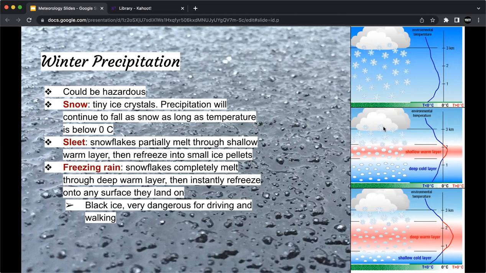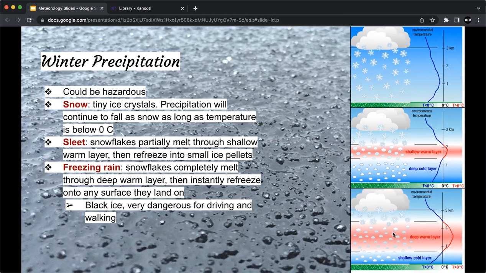At first, between 3 and 2 kilometers in the atmosphere, we have the snow, just like in the top one. But then it will go through this shallow warm layer, so it will partially melt, but not completely melt. And then it'll go back through a deep cold layer, where the partially melted snow will refreeze and become sleet.